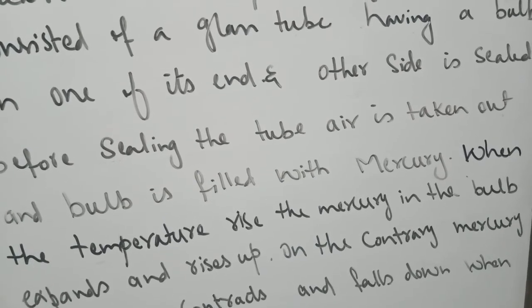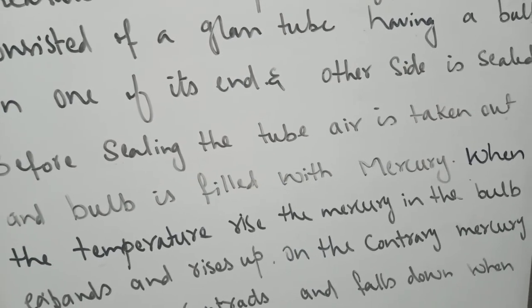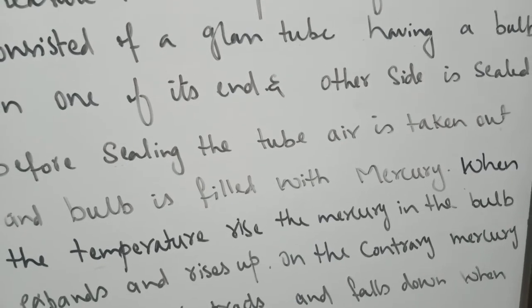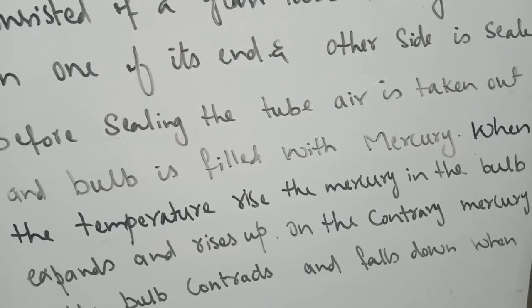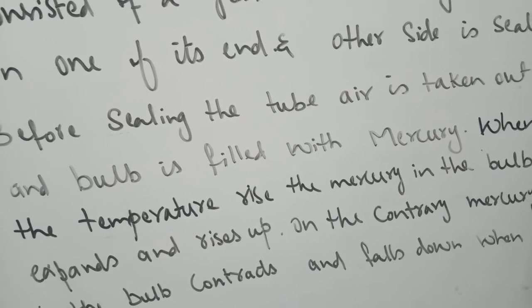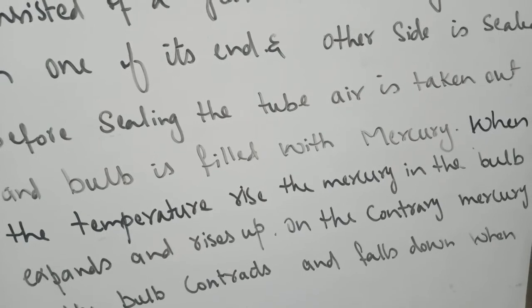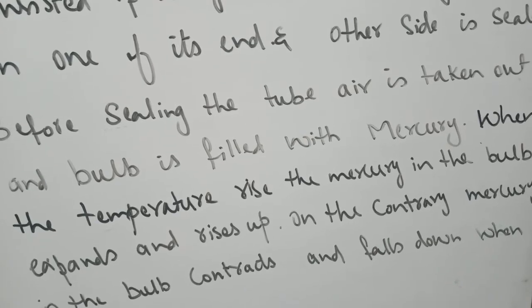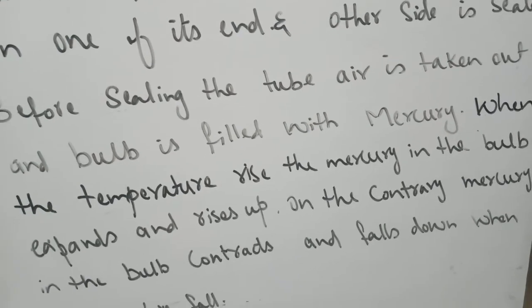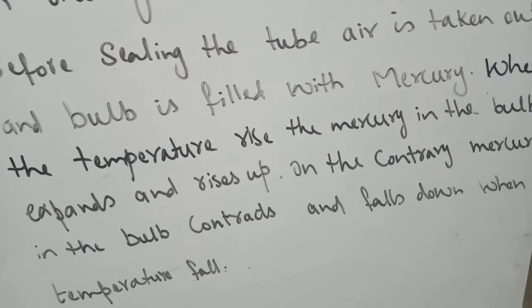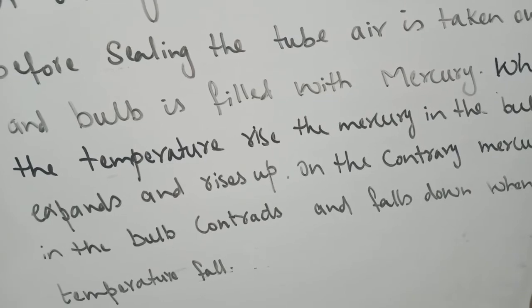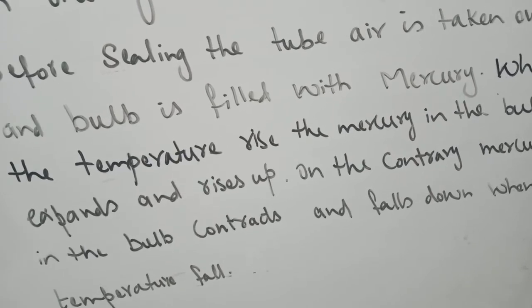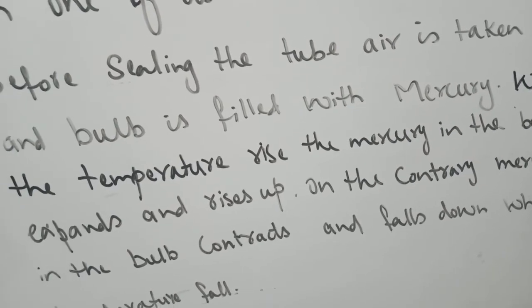In the glass tube there are two ends: one is sealed and the other has a bulb. When the temperature rises, the mercury trapped in the glass tube starts rising upward. It shows the mercury is expanding and rising up. On the contrary, the mercury contracts and falls down whenever the temperature falls. So we need to record this: when the mercury falls, the temperature is decreasing, and whenever the mercury rises upward, the temperature is increasing.